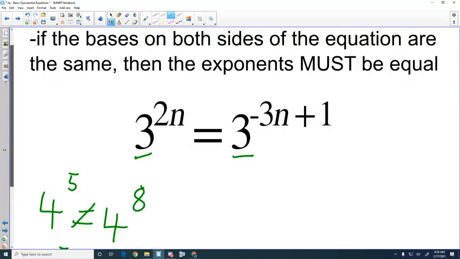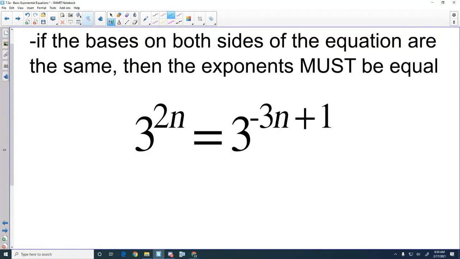But the cool thing is, in a situation like this, 3 to the 2n equals 3 to the negative 3n plus 1, if both of the bases are the same, then we can essentially ignore those bases. It doesn't matter what the bases are. 3 to what power equals 3 to what power. All I care about is those exponents. Because whatever one exponent is, I know the other exponent is going to have to equal that exact same number.